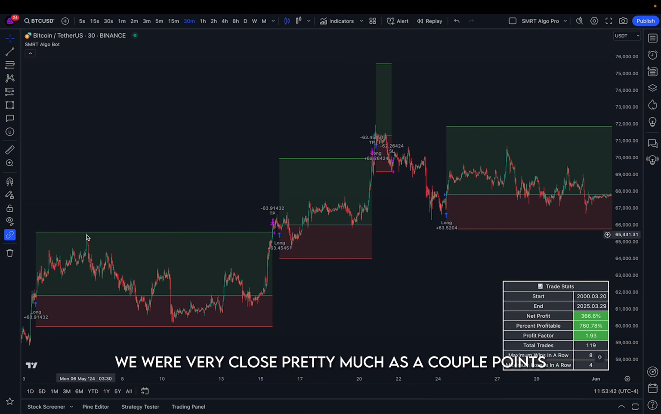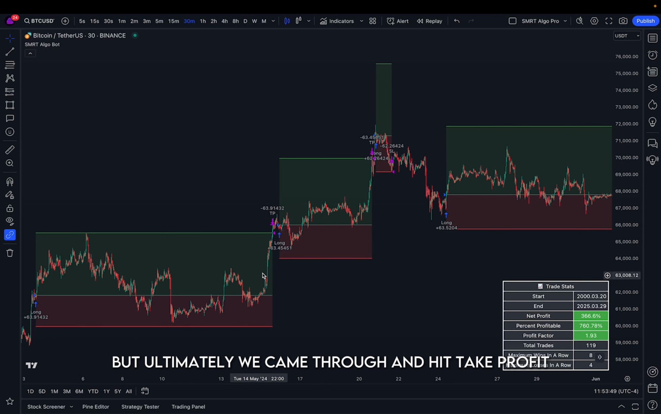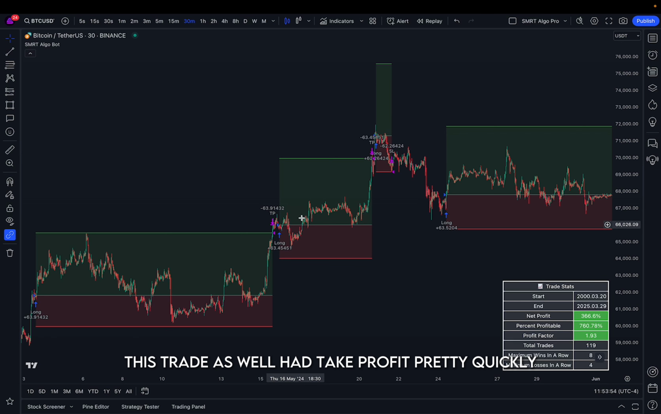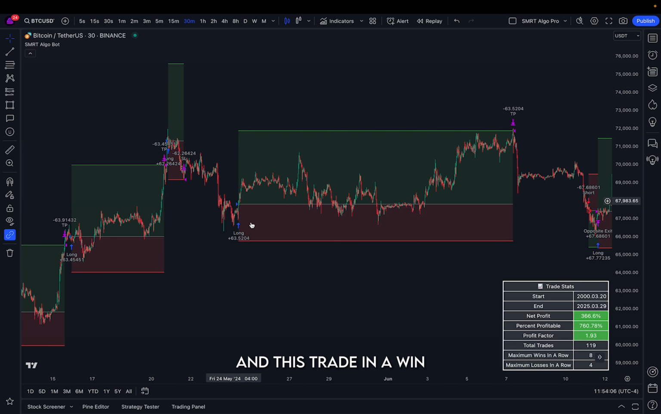We entered a buy. We were very close, pretty much just a couple points, a couple dollars away from take profit, and then we ended up in drawdown, but ultimately we came through and hit take profit. This trade as well hit take profit pretty quickly. This trade here ended up with a loss, and this trade in a win.